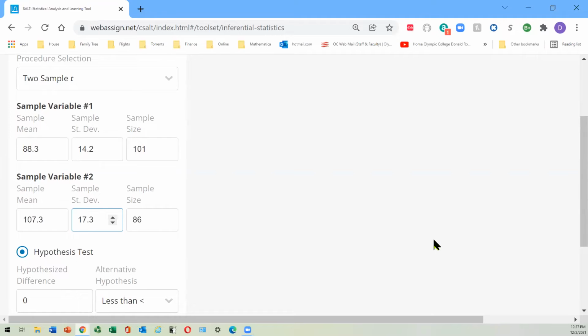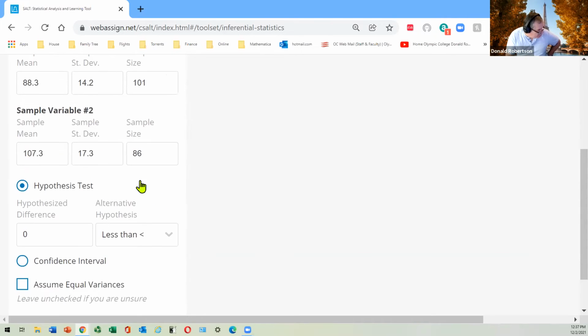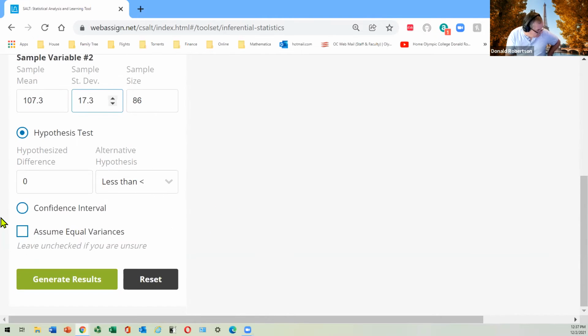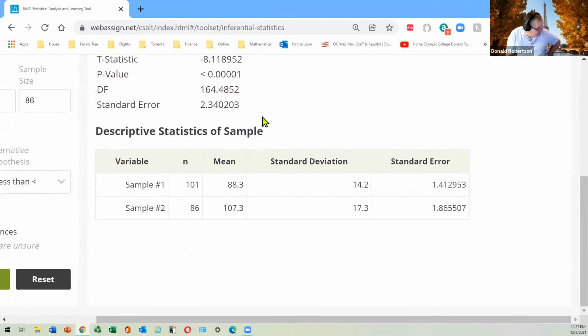So if you want to assume that they're equal, you would click that box. If you're told that it's pooled data, you would click that box. If there's nothing obvious going on, would you agree that these are distinctly different? Then do what you would typically do. The vast majority of the questions are leave it alone. So generate the results, and the only number that's really useful is that one.